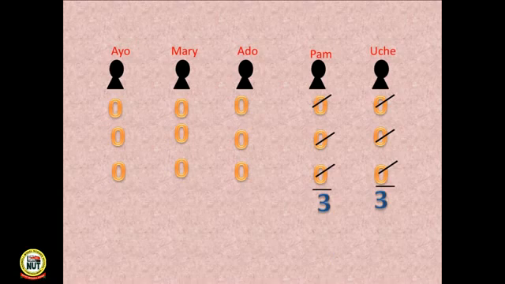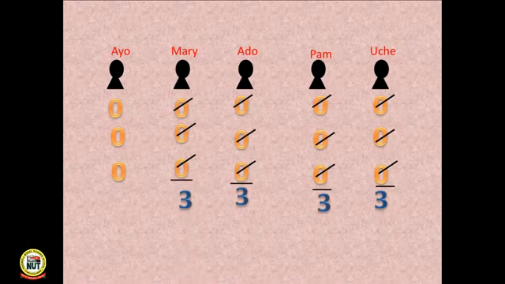Count with me. 1, 2, 3. We write 3. Okay, now let's count Mary's oranges. 1, 2, 3. Mary also got 3 oranges, so we write 3. Are we together? Okay, and then the last person here, Ayo. Let's count Ayo's oranges. 1, 2, 3. Ayo got 3 oranges, so we write 3.